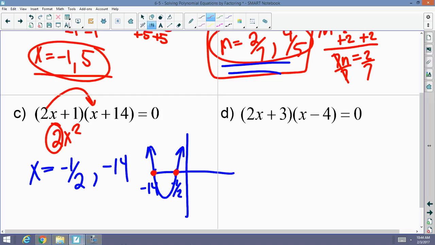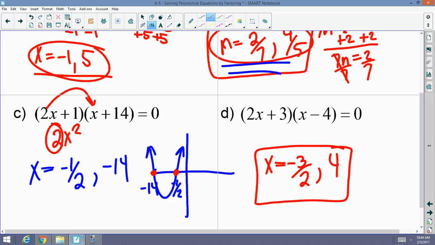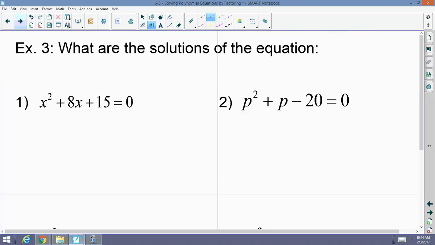Thank you. All right, what are my solutions here, brothers, for D? Negative 3/2 and 4. Very good. So that means that this parabola goes through the x equals 4 and the x equals negative 3/2. Excellent. Okay, now let's put it all together. This is where we factor, use zero product property, and we find the solution. Which again, I know I'm a broken record today, like most days, but the solutions are the points on the x-axis through which the graph passes. You feel me? Let's rock and roll.